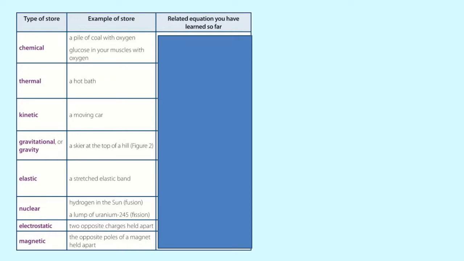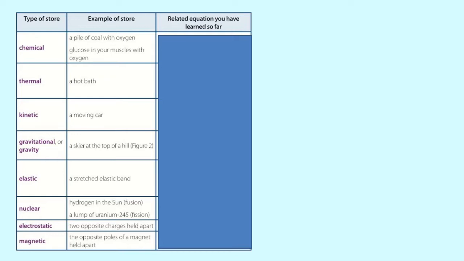Now, let's go into a bit more detail of the different stores of energy. Chemical energy is the food you eat, a chemical reaction that is happening. For example, coal burning with oxygen, the glucose in your muscles. All those are examples of chemical energy. Thermal energy, of course, all of you know, anything that is a source of thermal radiations or heat radiations, or a hot bath. Kinetic, anything that is moving is going to have kinetic energy. Gravitational potential energy, anything that is at a height from the ground will have gravitational potential energy.